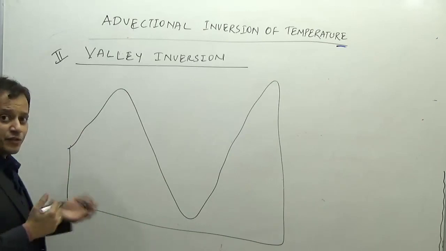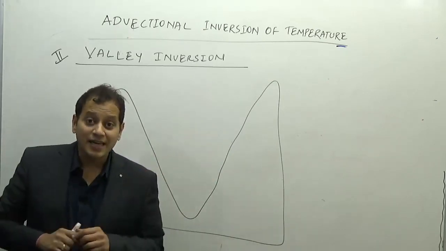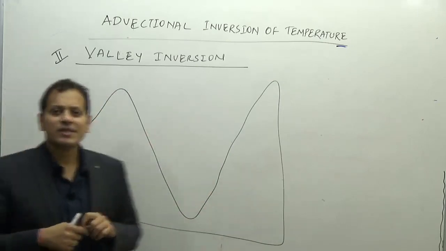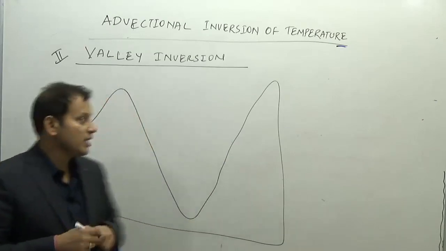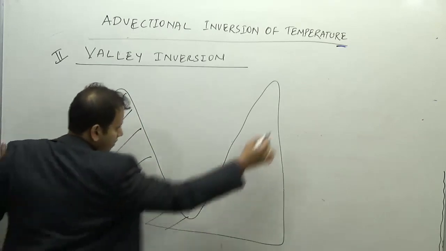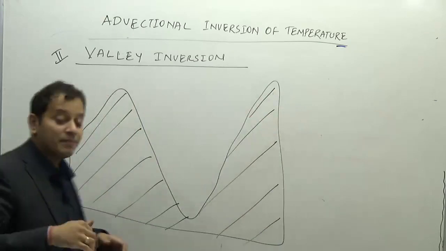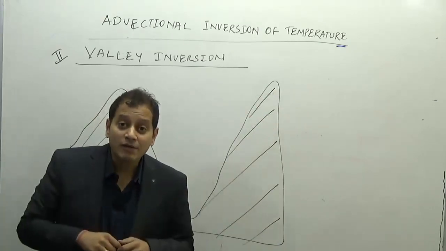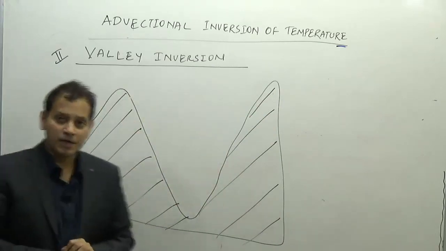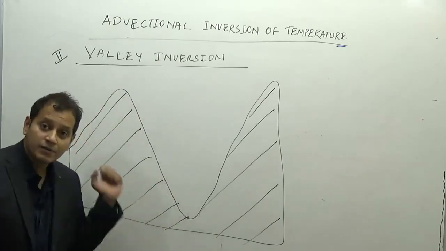Before I give you the technical answer, in the mountainous valleys, during the night time, heat is lost due to radiation. During the daytime, it becomes warm. But during the night time, heat is lost due to radiation. Now, if this is a mountain, during the night time, which part of the mountain will lose heat quickly? Will it be the upper part, or will it be the lower part?